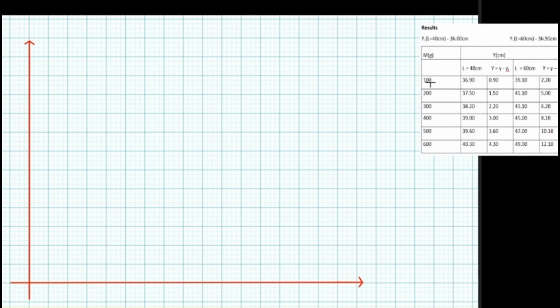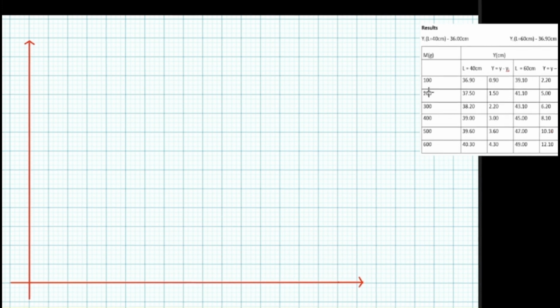Here we have 100 grams mass added. You have a new position 36.9. Now to get the Y value you're going to be using in your formula, you always say 36.9, which is the value you're going to get on adding 100 grams, minus the initial value for the 40 cm mark. So you go to the initial value you had for the 40 cm mark. That's what you're going to get here, and this is what you're going to use in your plotting.